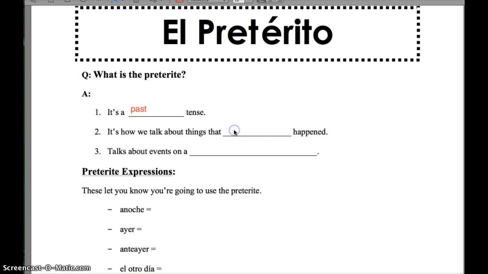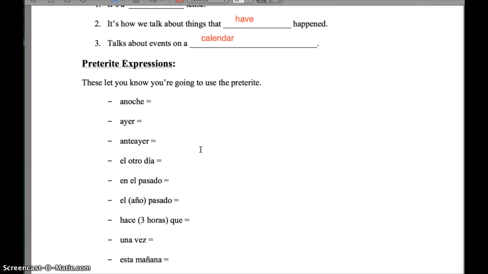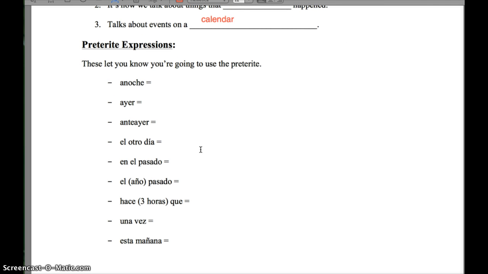It's how we talk about things that have happened, events on a calendar. So if you can put it on a calendar, then it's usually preterite. Okay, like I went to my mom's house. I could put that on a calendar.